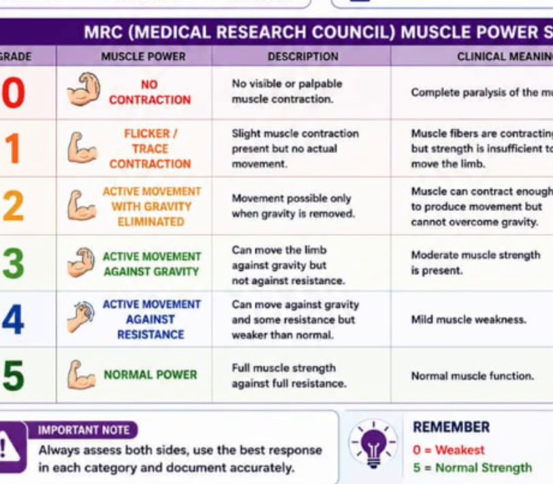The muscle is contracting. You can see a flicker of contraction, you can see a twitch occurring, but the patient is not initiating it by themselves, it's just the body doing it. So here the muscle fibers are contracting but the strength is not sufficient to move the limb. Number 2 shows active movement with gravity eliminated, in line with gravity.